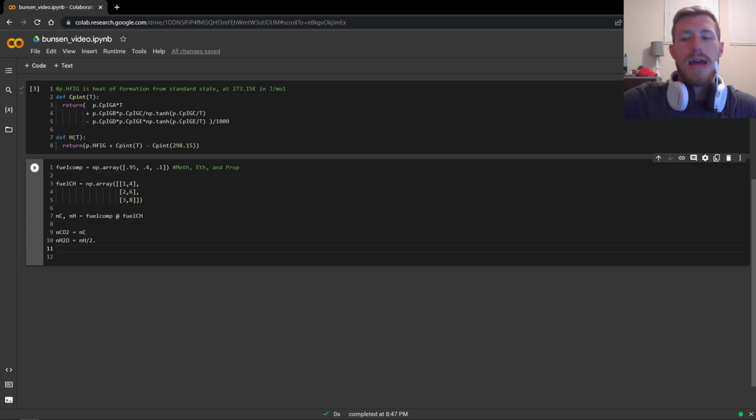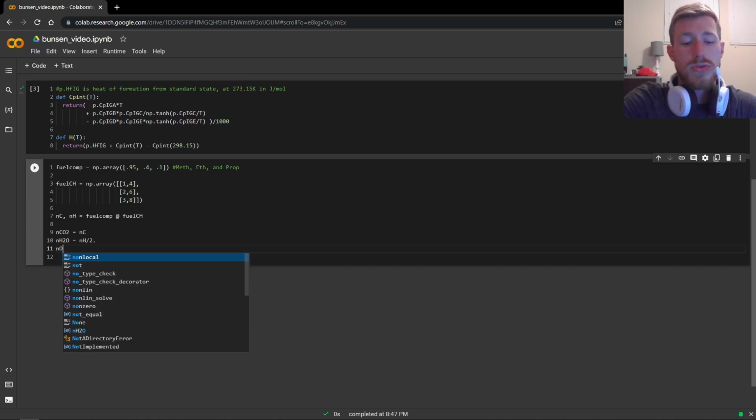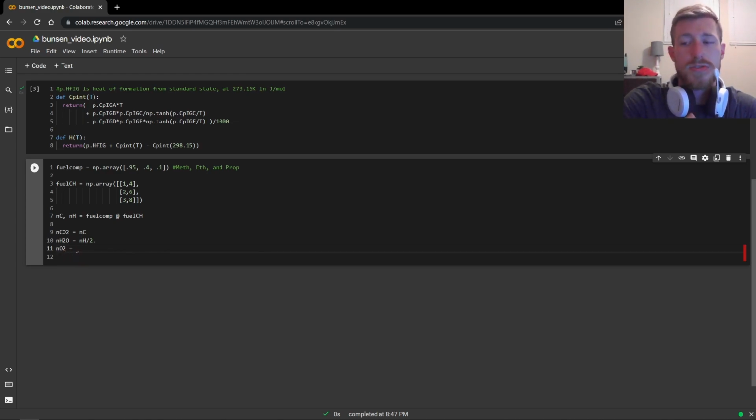So now that we do oxygen, we do NO2. We're going to set that equal to... So we remember that since carbon dioxide has 2 oxygens and H2O has 1 oxygen, if we double the moles of CO2, that will tell us the moles of oxygen.